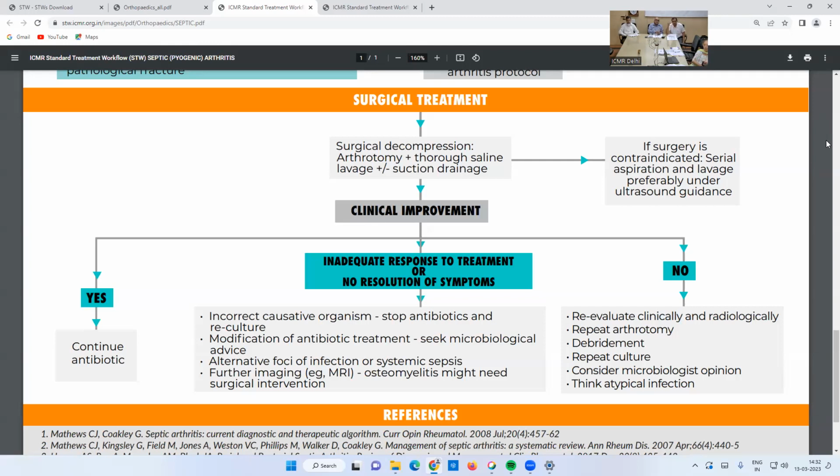Sometimes in between there are patients who have some response and may not respond further. In those cases, either our diagnosis is inadequate or incorrect, or incorrect causative organisms may be present. Then in some cases we have to stop antibiotics, do a reculture, and start antibiotics as per the new antibiotic report, or we have to modify the antibiotic treatment. For that, we have to seek microbiological advice, or think whether any other focus of infection is present in the body. And certainly in cases of osteomyelitis, we need to have further review.